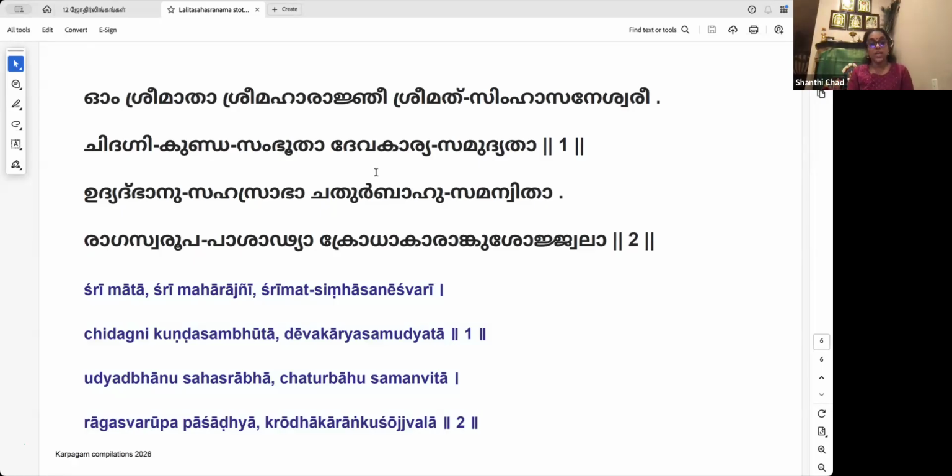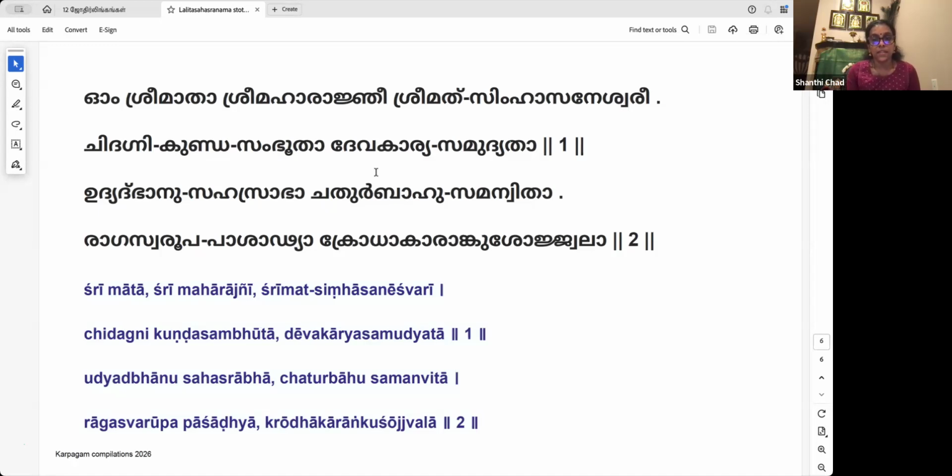So Raga Swarupam is our attachment. She can help us control our senses and be detached. And she's Krodha Karang Kushojvala, which shows her anger or power. That's the general meaning. Now we'll go into the chanting. We'll focus mainly on the chanting, but we'll just see the simple meaning to understand a little bit.